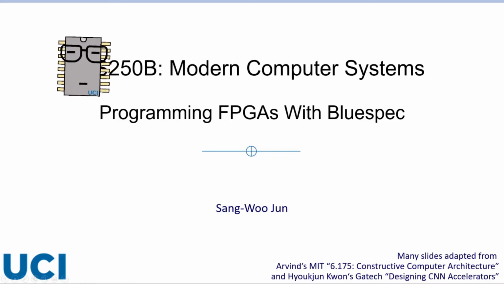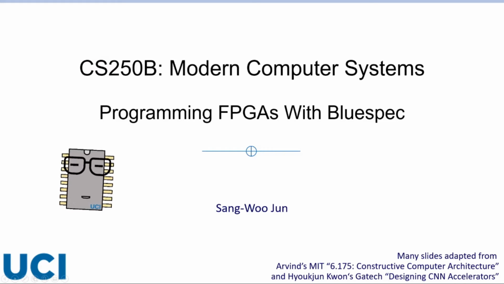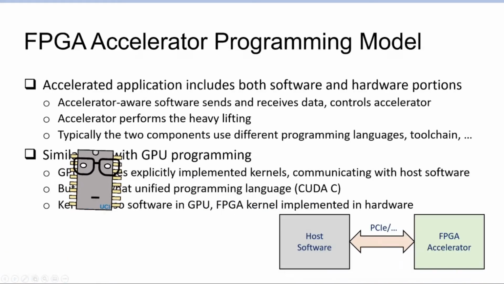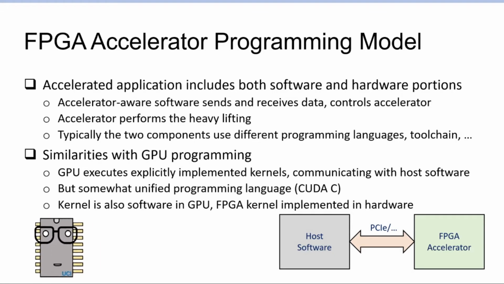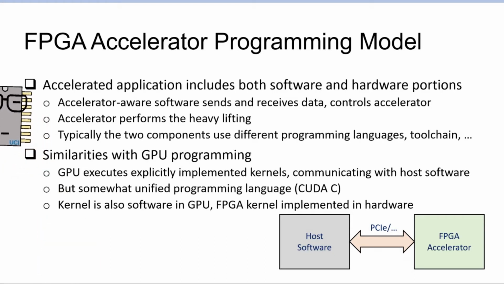So last lecture, we talked about what FPGAs are and hopefully in what contexts these things do well. To recap a little bit, the programming model for FPGAs is at a high level very similar to GPUs, at least in the context of PCI-attached accelerator cards, which you would use much like you would use GPUs. When you build FPGA accelerators and software that uses them, the accelerated application now should include both software and hardware portions.